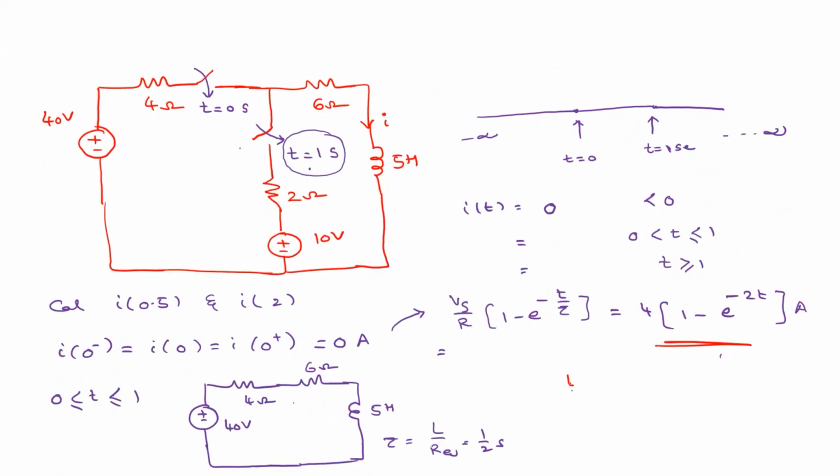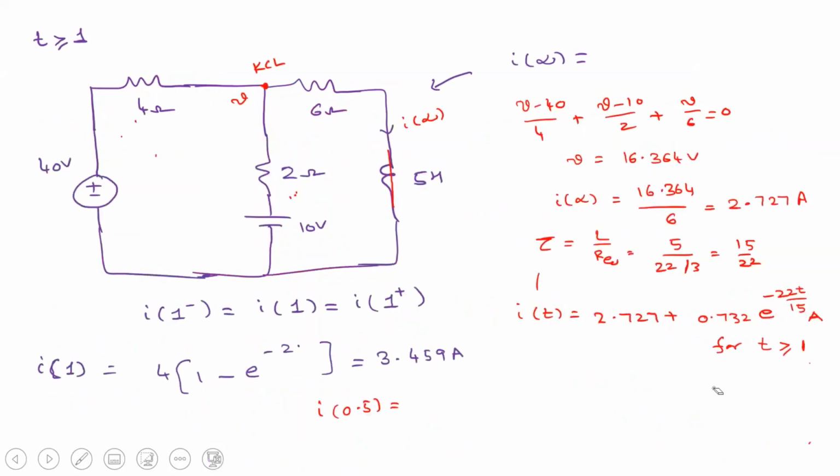So this is t equal to 0.5 seconds. So this is 4 into 1 minus e to the power of minus 1, I think. What is the answer? So what is I of 0.5? 4 into 1 minus e power minus 1, that is 1 by e. It is 4 into 1 minus 1 by e, which is 2.528, approximately 2.53 amperes.